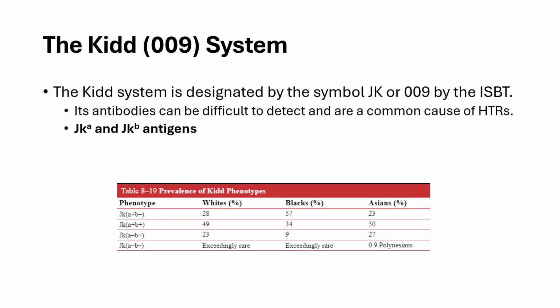The Kidd blood group system is represented by the symbol JK and is designated 009 by the International Society of Blood Transfusion. The system includes 2 major antigens, JKA and JKB. These antigens are clinically significant because antibodies to Kidd antigens, anti-JKA and anti-JKB, can be challenging to detect during routine blood bank testing. So despite being hard to detect, these antibodies are common and can be a cause of delayed hemolytic transfusion reactions.